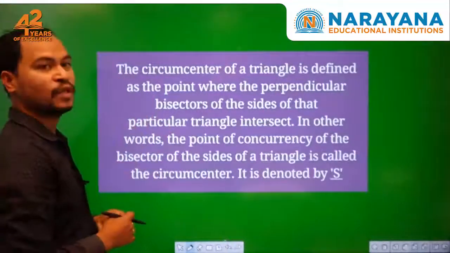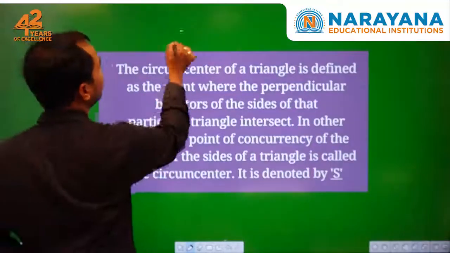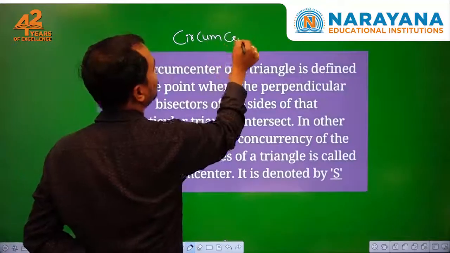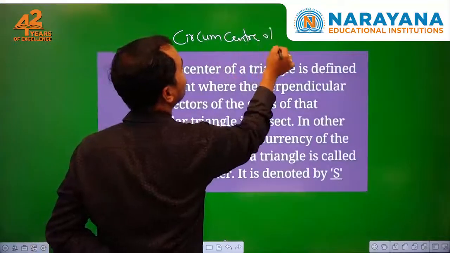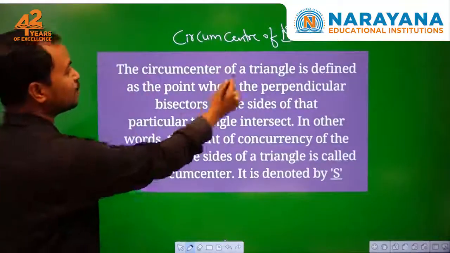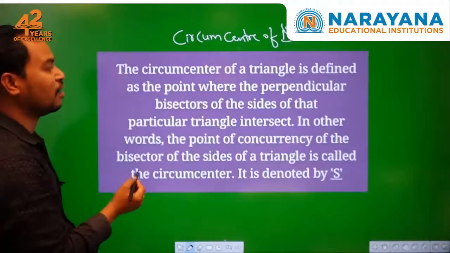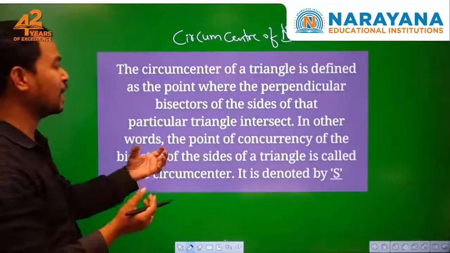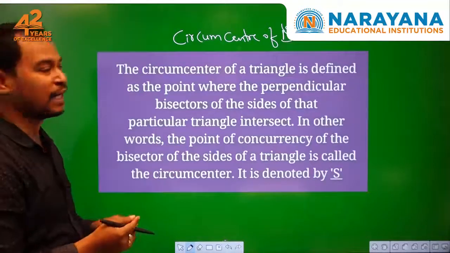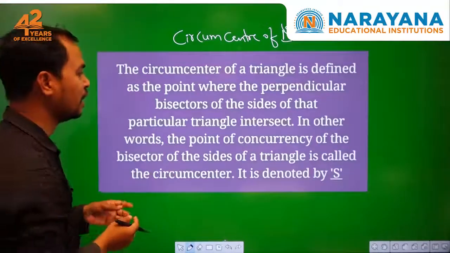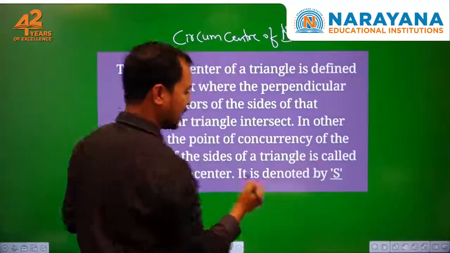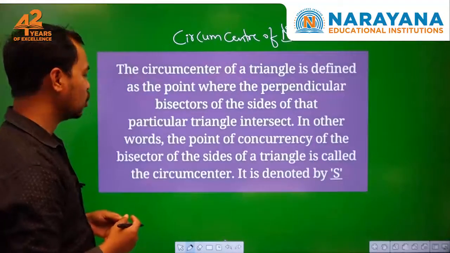Let us go to the next center, the circumcenter of a triangle. So see what the circumcenter is. The circumcenter of a triangle is defined as the point of concurrence of the perpendicular bisectors of the sides of a triangle. It is denoted with S.